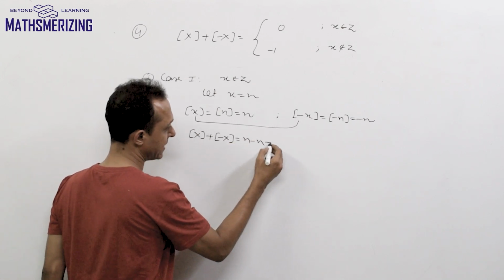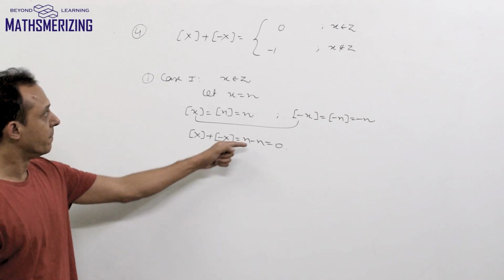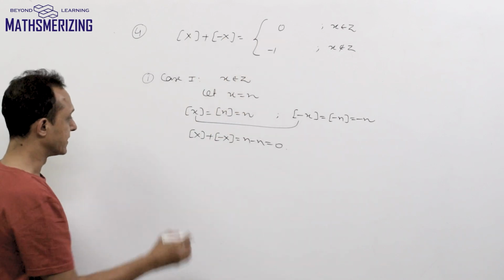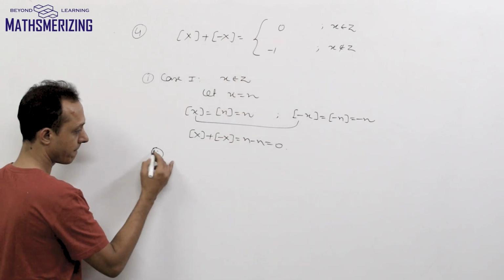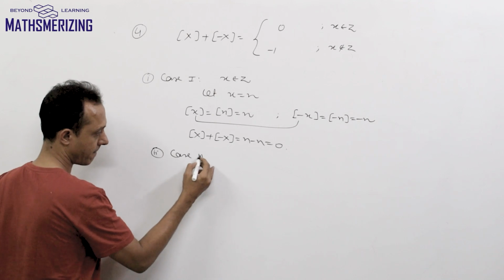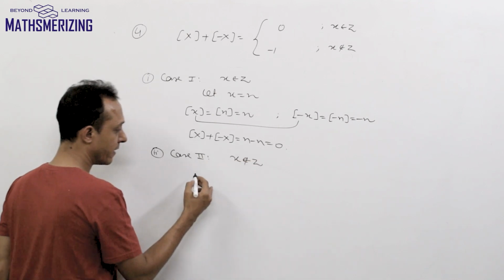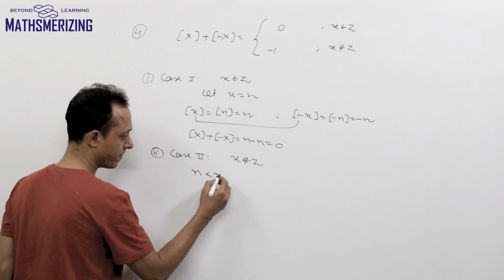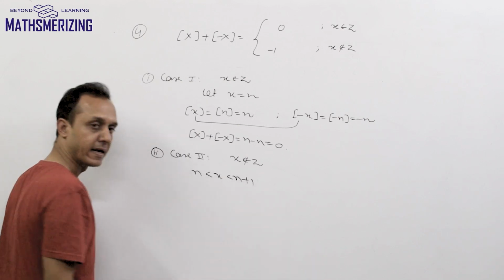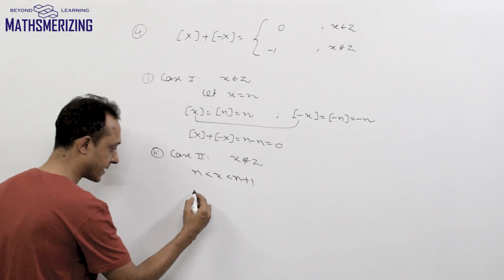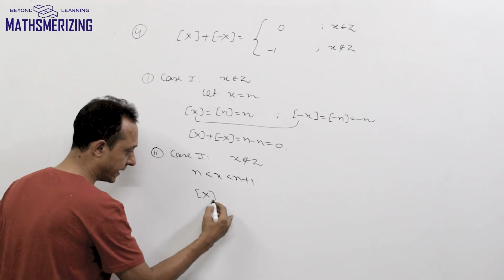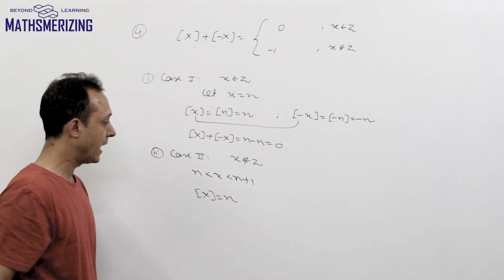So there will be n minus n. In this case, the value will be 0. Now in the second case, when x is not an integer, suppose x lies between n and n plus 1. Now in this case, greatest integer function of x will be simply n.